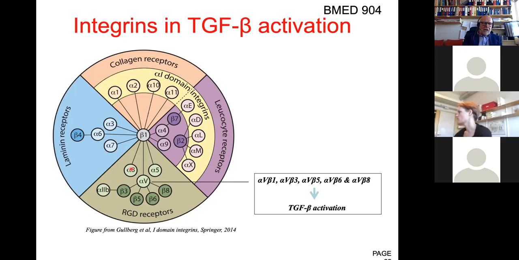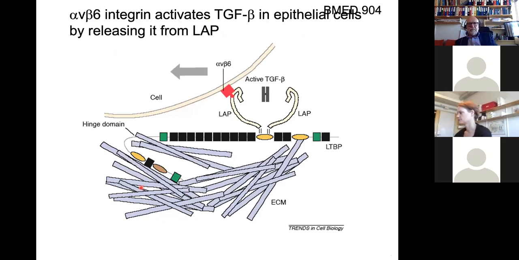Since then, a number of other integrins have been shown to be important. And the latest one, where much of the interest is right now, is alpha V beta 1, which seems to be central to fibrosis on fibroblasts and cancer-associated fibroblasts. The way that integrins work to activate TGF beta is from the classical experiment where the epithelial cells express alpha V beta 6. It binds to an RGD sequence in the latency associated peptide, opens up the complex and frees active TGF beta.